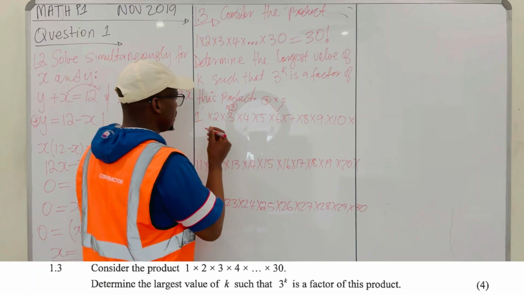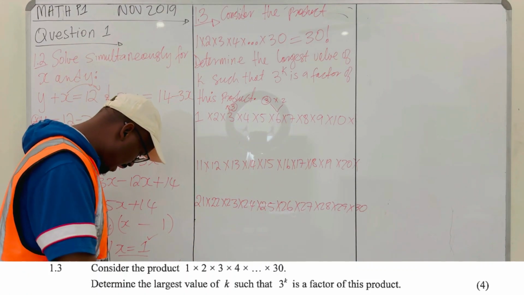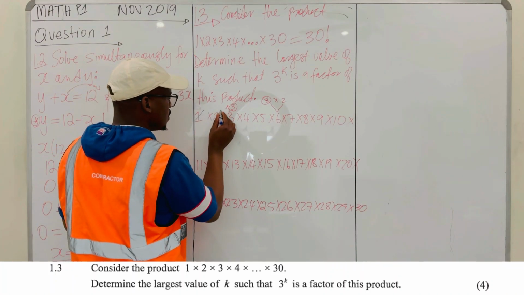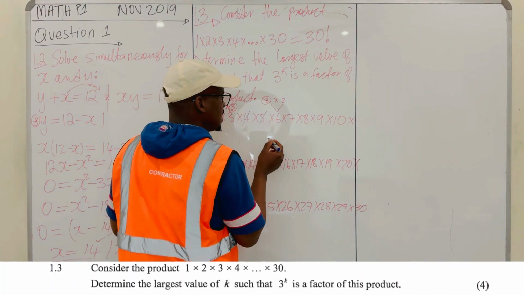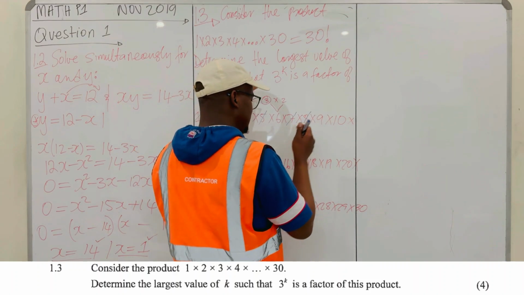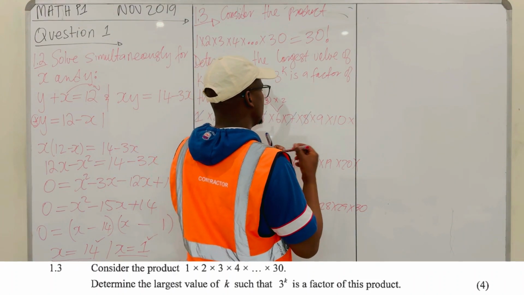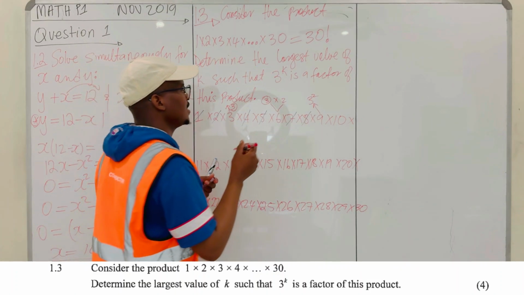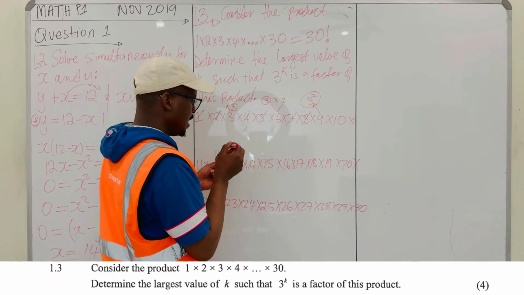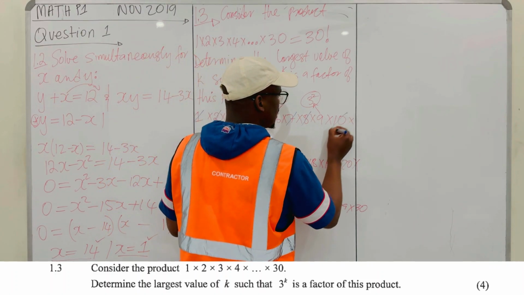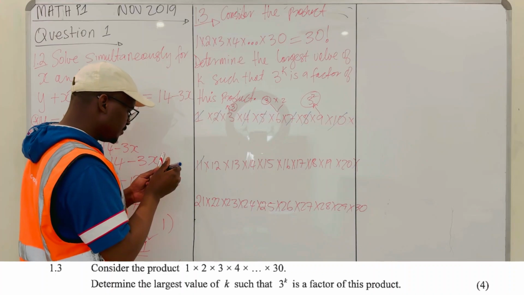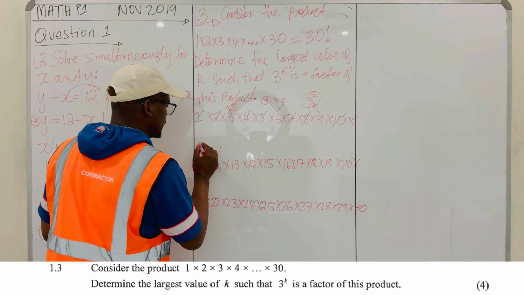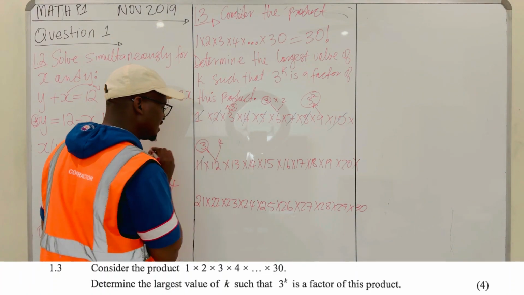So say, let me use another color. If there's no 3, I cancel you. No 3, no 3, no 3, no 3, no 3. There is a 3 here, because you know 9 is 3 times 3, which is 3 squared. So there is a 3 there. And then what? At 10, there's no 3. 11, no 3. At 12, there is a 3, because 12 is equal to what? 3 times 4. So here's a 3.